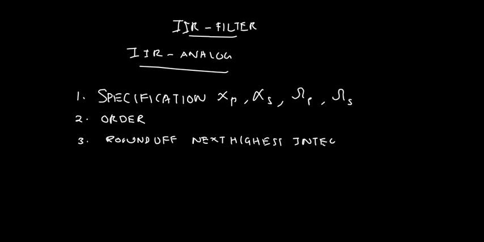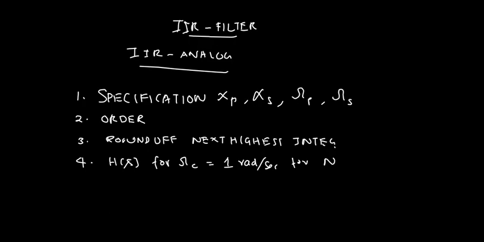Based on this order, the fourth step is to find the transfer function H(s). You are going to find a normalized transfer function for a cutoff frequency of 1 radian per second. For the given value of n, you find H(s) for omega c equal to 1.